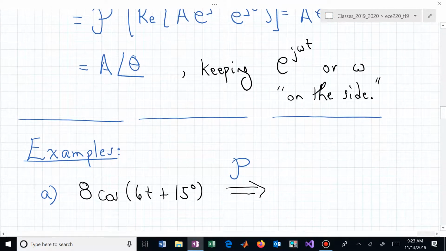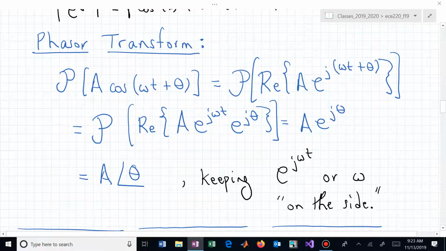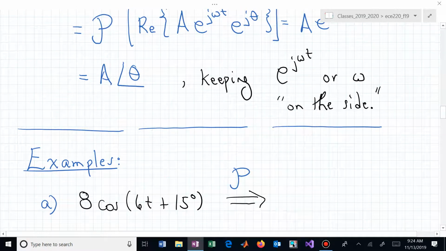Let's see if we can do some examples. Oh, and we're assuming that when we do the phasor transform, we are focusing on cosines. We have cosines and sines, and if they're at the same frequency, they basically give us the same information. One is just offset from the other. Let's just agree that when we take the phasor transform, we're starting with a cosine, so that we're all using the same time zero point.